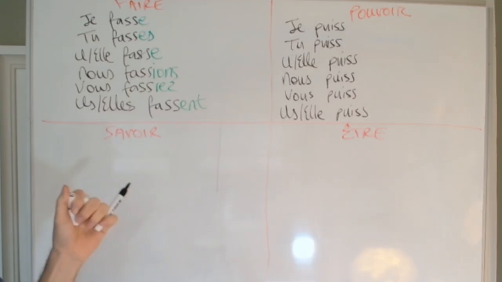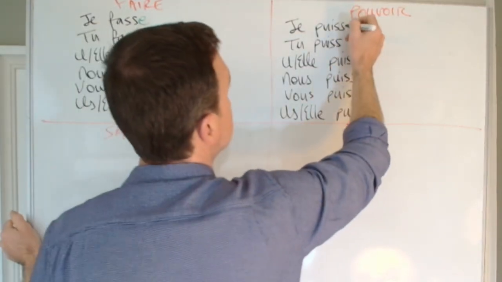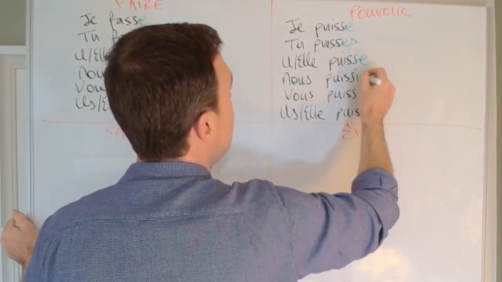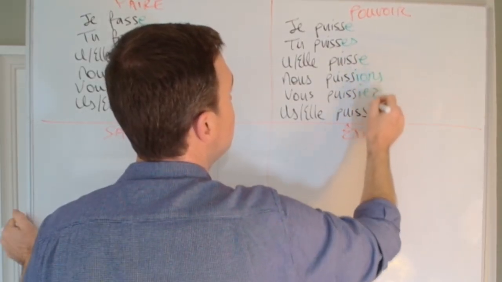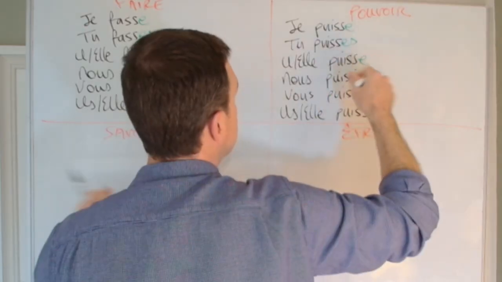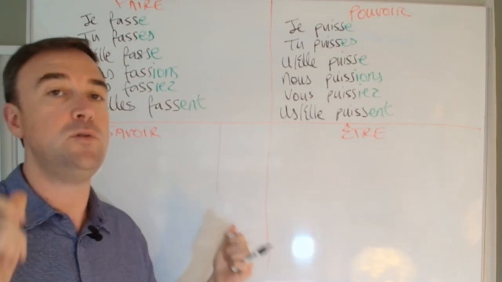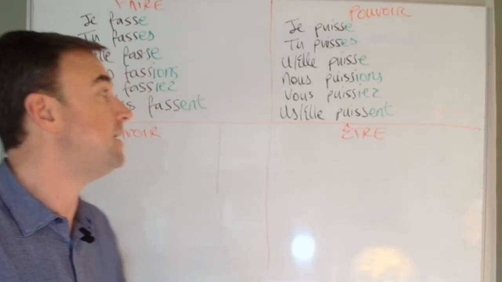Our endings are the same as those for regular verbs. We have E, ES, E, IONS, IEZ, and ENT. So pouvoir is not a difficult verb to remember in the subjunctive. You just need to remember that pouvoir becomes puisse and the endings are the same.